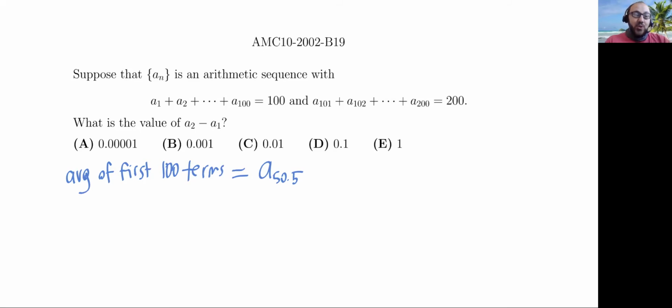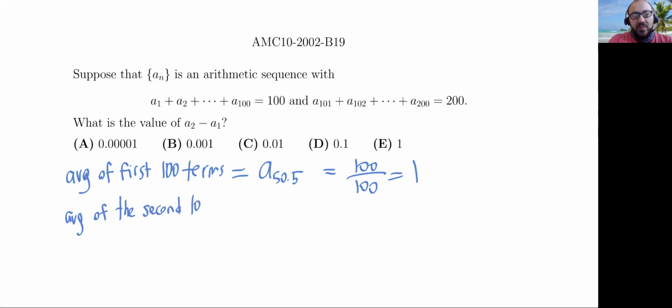So the sum of the first 100 terms is 100, so their average is 100 divided by 100, which is 1. And similarly, the average of the second 100 terms, A101 dot dot dot A200, is going to be a150.5. And the sum is 200. There are 100 terms, so the average is 2.